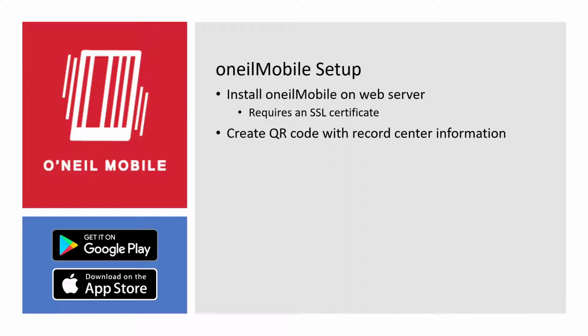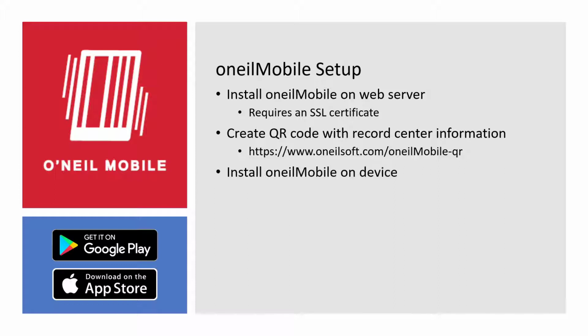This is going to include the URL to access your Oneil Mobile server, as well as the GUID that will be available in the record center configuration application in your server. You can quickly create a QR code by visiting our website at the link on the screen.